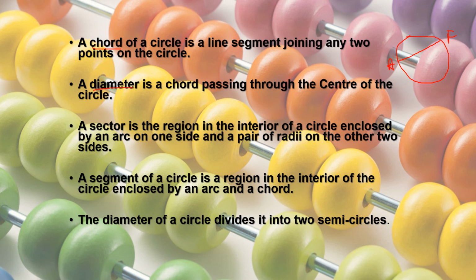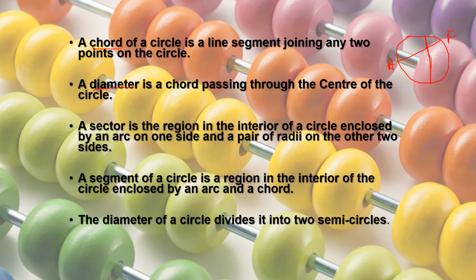Same, the diameter. Diameter is the longest chord passing through the center of the circle. Suppose this is the center of the circle and I am passing a chord through it. So this chord would be the longest chord of the circle as it is passing through the center of the circle. And this longest chord is termed as diameter. This diameter is also the double of radius.